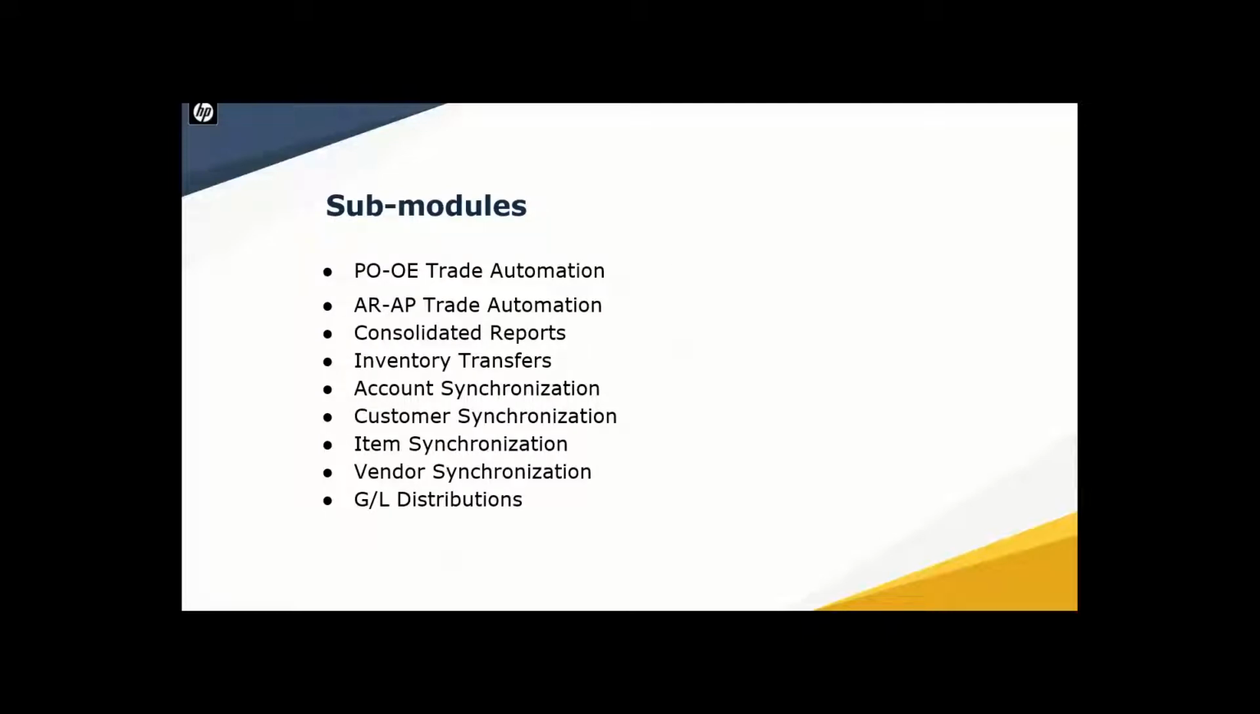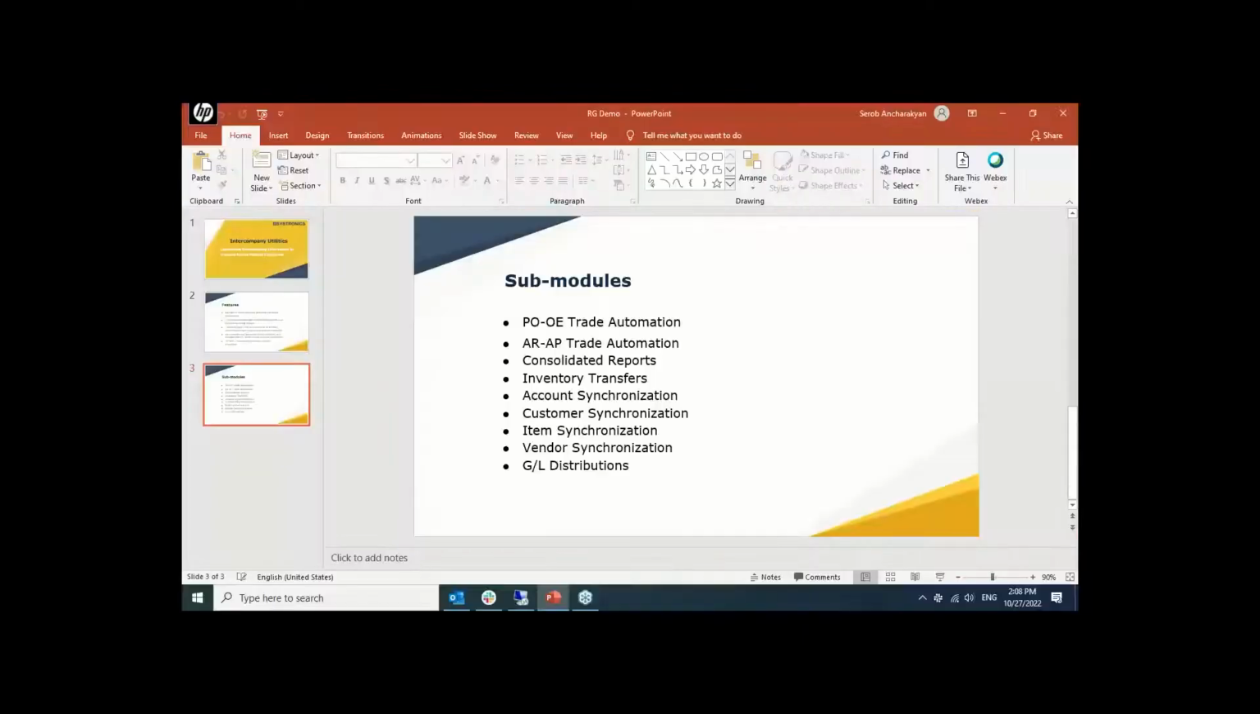The program has a list of submodules, and here is the list of these submodules. 2 trade automation submodules, working with POE and or AR and AP modules. It has a consolidated reports submodule, inventory transfers, 4 synchronization submodules, and fuel distribution submodules. Now let me switch to Sage 300 and show how these submodules work.